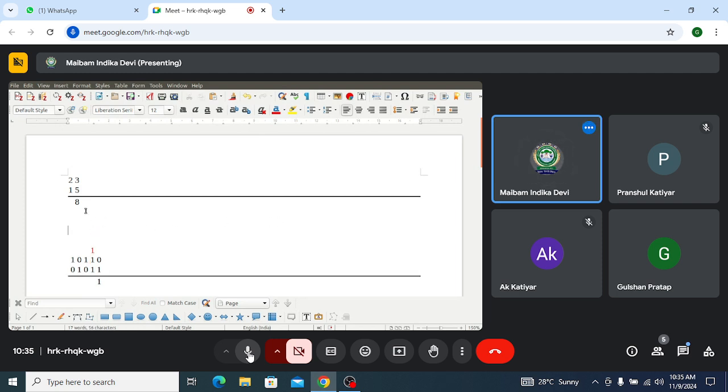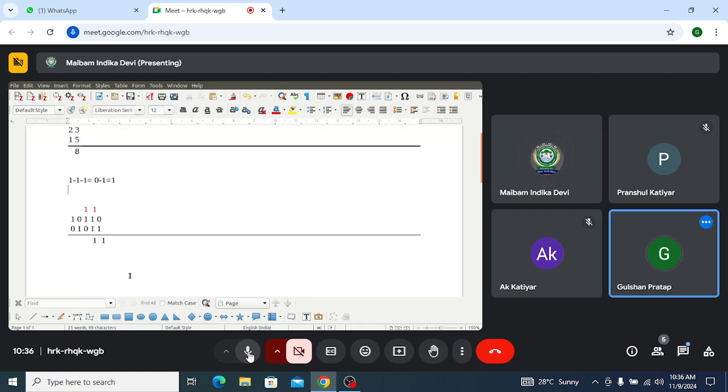Now the second one: 1 minus 1 minus 1. This is the question for this second one. 1 minus 1 is 0, then you are left with minus 1. 0 minus 1 is what? 1 again, with a borrow. So that borrow will be out here. So this is a borrow bit for this one. Clear? Yes.